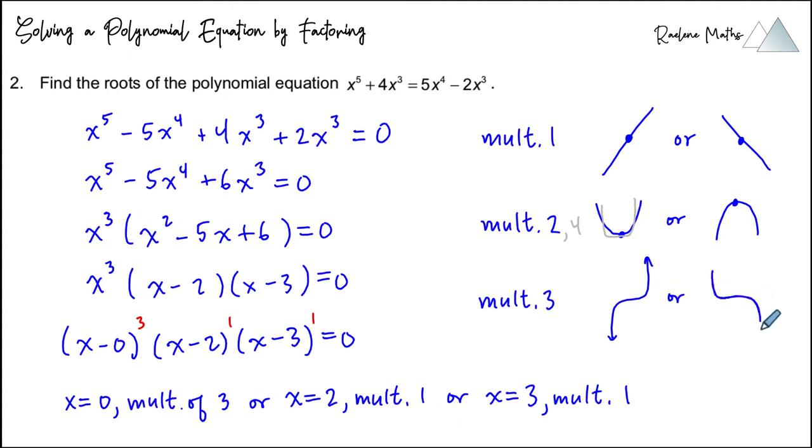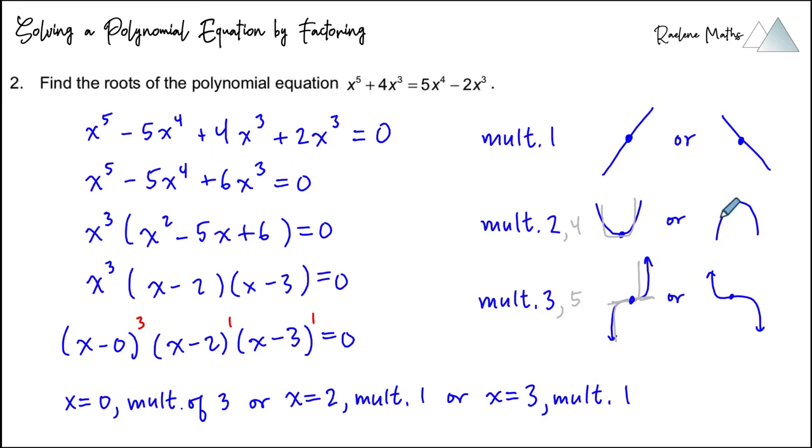Or it could be upside down, depending on the direction that the graph is coming from. And here, for example, if we had a 5, then this would be even flatter. I made that quite flat already, so it's kind of hard to make it even flatter. But the idea is that the graph would be flatter looking along here at the x-intercept. Okay, so that just gives us a bit of information about the multiplicities.